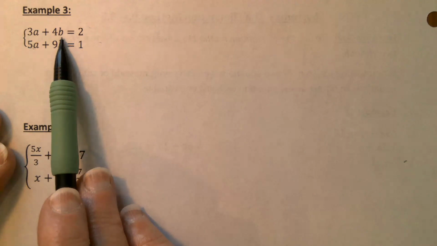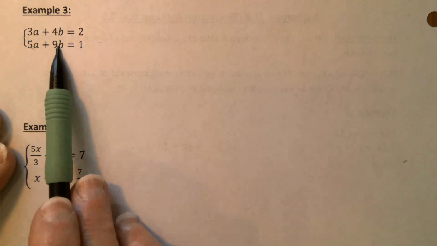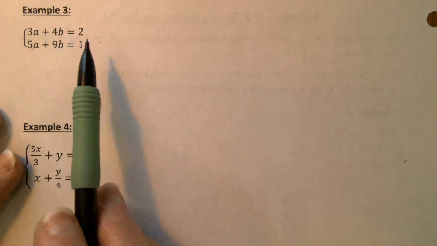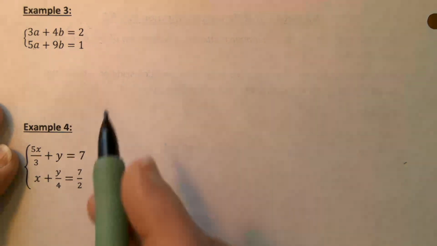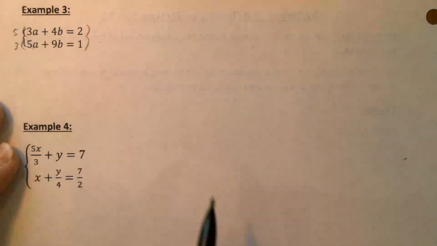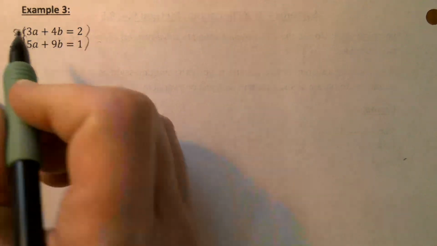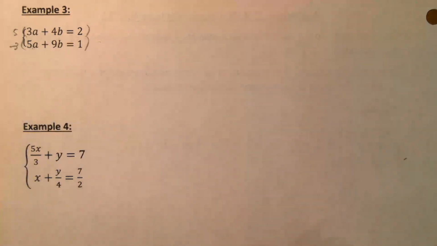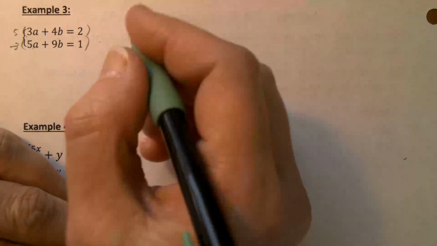I could multiply this equation. This would have to end up being 4 and 9, which 9 is kind of big. So I'm going to multiply this one by 5 and this one by 3. And it's easier if I just make one of them negative. So let's go ahead and make this one negative, and then I can just add, and they'll be opposites, and so they'll disappear. So let me explain what I'm doing here.